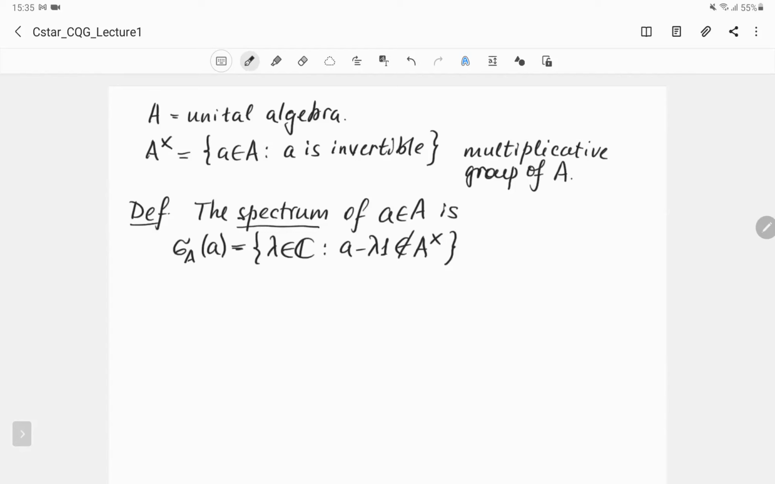Well, let's look at some concrete examples. For example, if A is the field of complex numbers, then the spectrum of each element lambda is lambda itself. So it contains only one point.